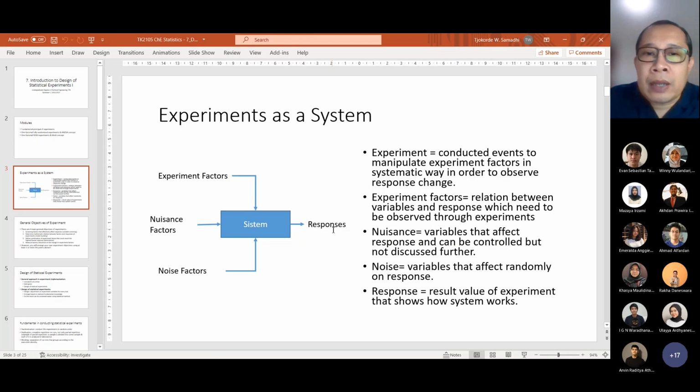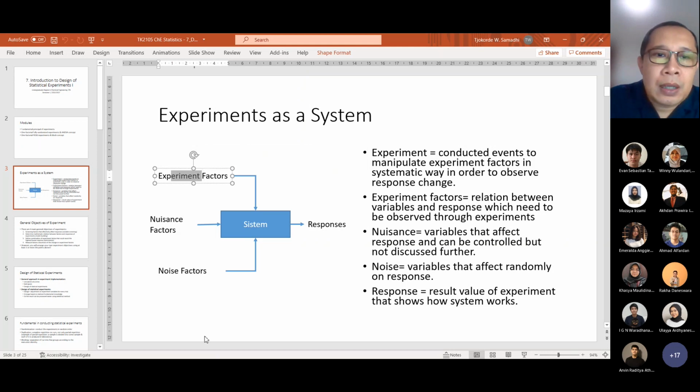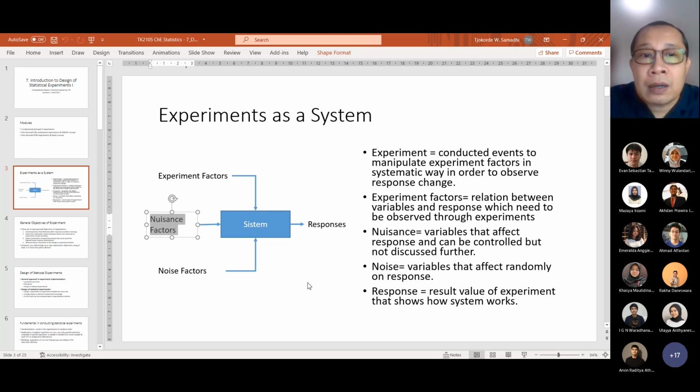Now, there are three input variables to an experimental system. Number one is the experimental factors themselves. These are the variables that we systematically change and measure their impact on the response. These are the variables of interest. But we also have what are called nuisance factors. These are factors that we do not deliberately study, but ones that may influence the response.